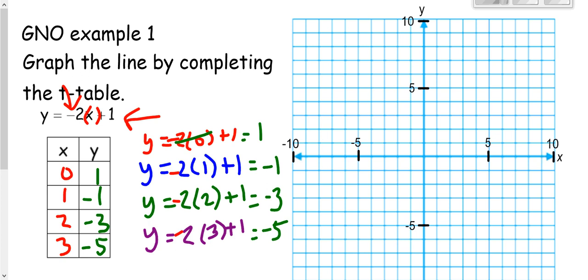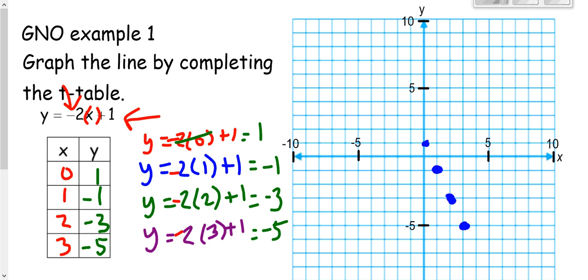First, we have the point 0, 1. So 0, 1 means I'm not going to move away from 0, and I'm just going to go up 1. Okay? And then we want the point 1, -1. So we're going to go over to the right, and then you go down 1, because that's where your negative is. The point 2, -3 means we go over 1, 2, and I'm going down 1, 2, 3. And then the point 3, -5. We go over 3 and down 1, 2, 3, 4, 5. Again, you don't actually want these added dots. I'm just trying to help you see where I'm counting.